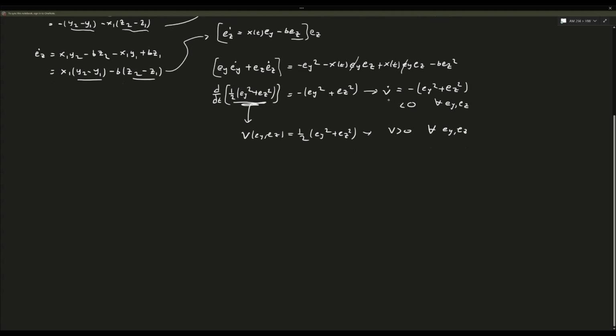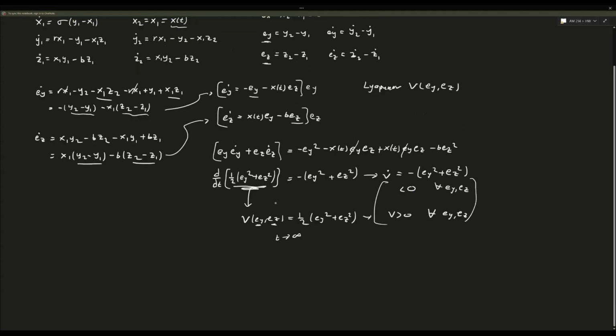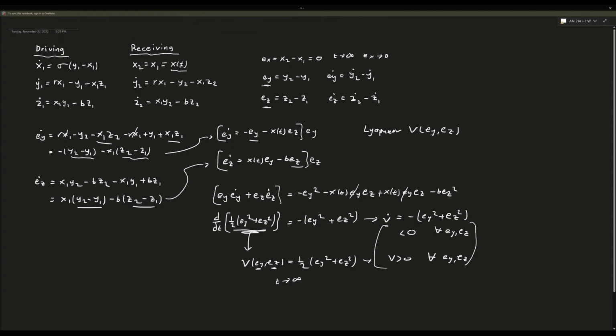And since these conditions are satisfied, V in fact is a Lyapunov function, and that shows that we get convergence for EY and EZ as t goes to infinity. And so we can indeed use an x of t variable as our driving variable in order to get y2 to converge and z2 to converge with y1 and z1 and synchronize these two systems.